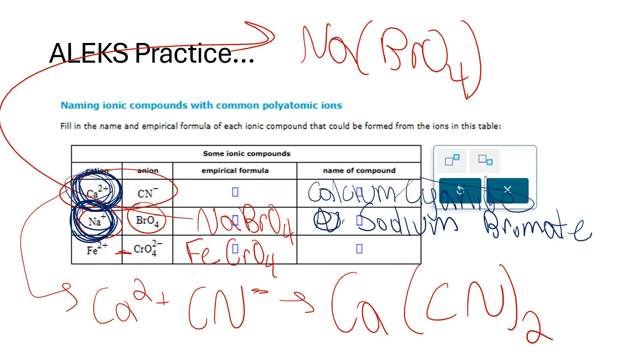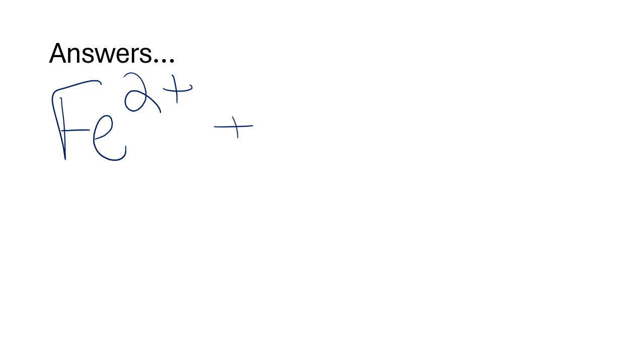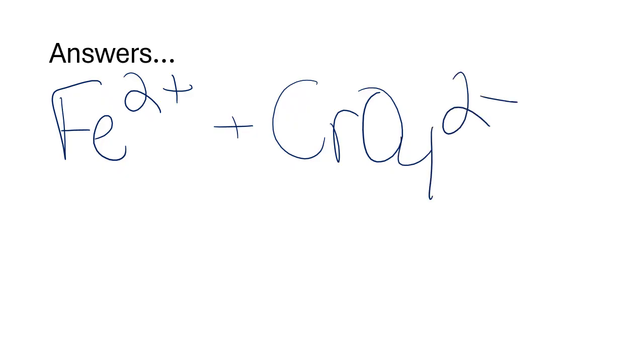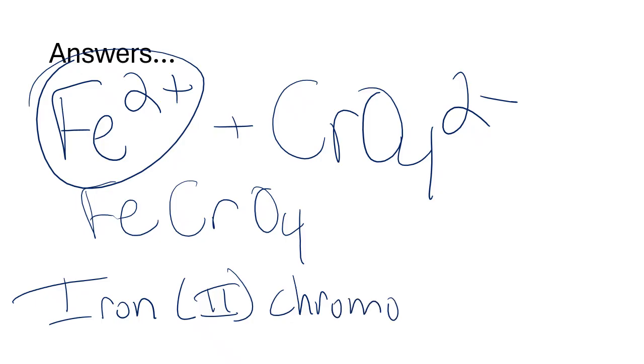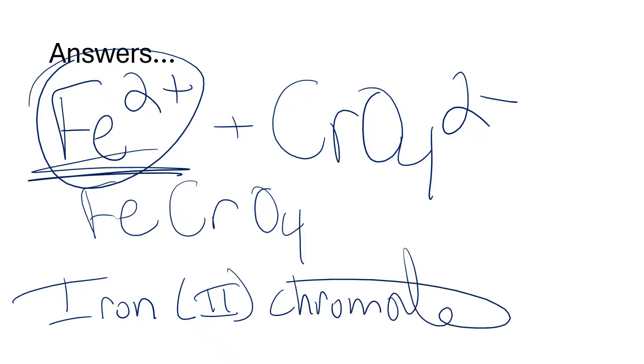I'm going to go on to the next slide. We have Fe 2+ and, gosh, I don't know, what was it? Chromate? Yeah, I think so. CrO4 2-. So that ended up just being FeCrO4. But iron is not in group 1 or group 2. It's not aluminum. This is iron 2. So since it is a transition metal, we need a Roman numeral for it.